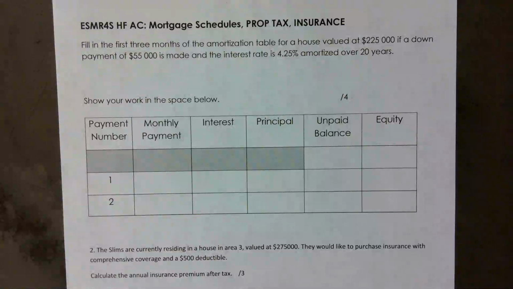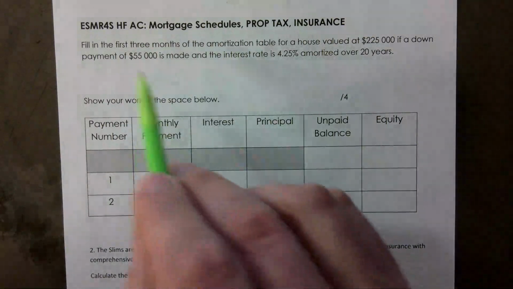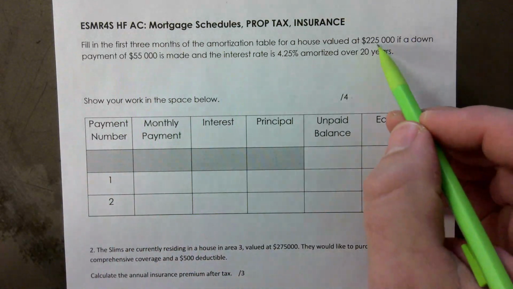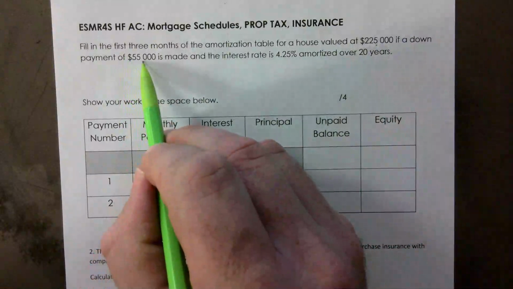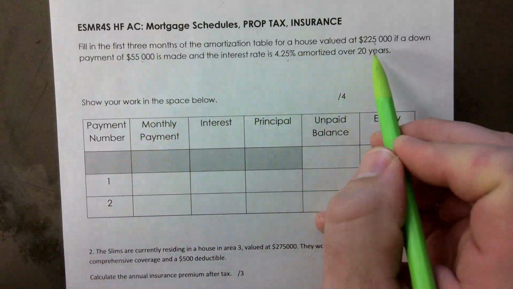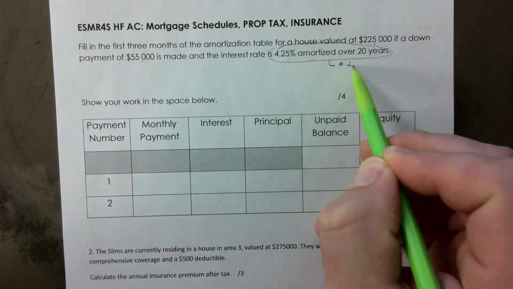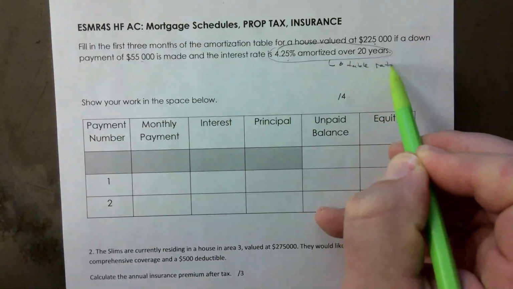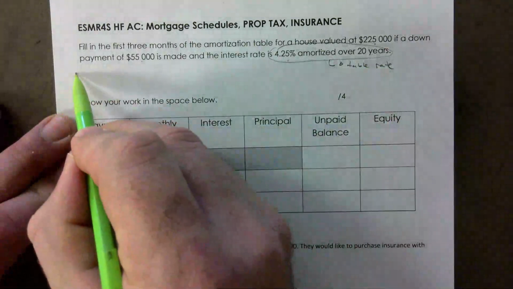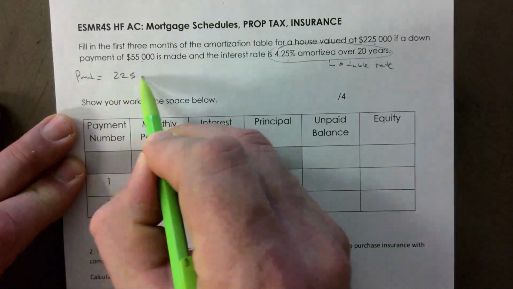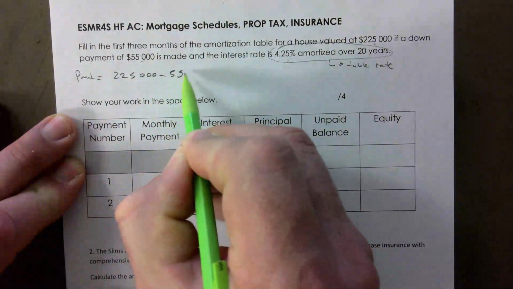Review AC, here we go. So fill in the first 3 months of this amortization table for a house valued at $225,000. There's a down payment. We've got our interest rate and the years. And so we need this to get a table rate. Remember that. So to find the payment, we just go 225,000 minus 55,000.